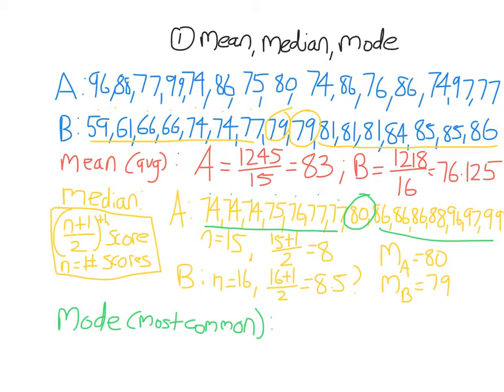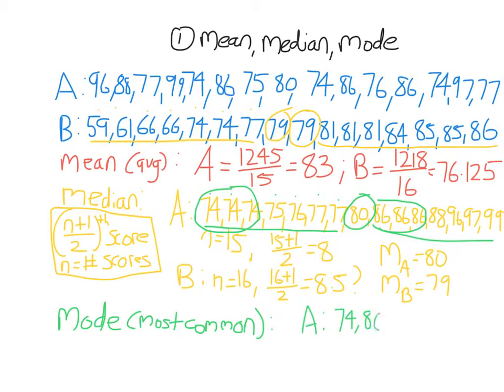We now find the mode of each class, and that's the easiest to find. It is the most common score, the score that occurs the most. Now in A, it's easiest to find the mode now that we've put them in order. We see that there are 3 scores of 74, but also of 86. So for A, there are actually 2 modes, 74 and 86.